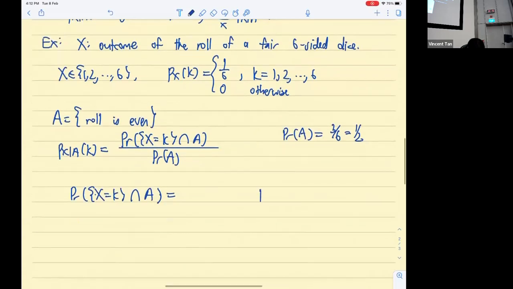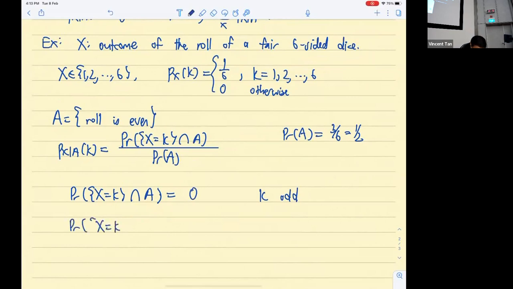Now, if K is odd, what is the chance of this happening? You have an odd number here and even here. So what's the chance that the outcome of a die throw is both odd and even? Zero, exactly. Thank you very much. There's no number that's both odd and even.